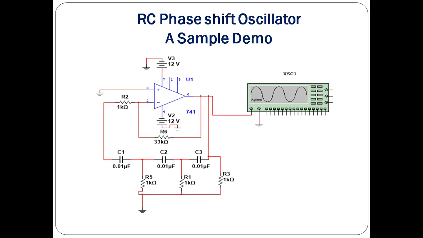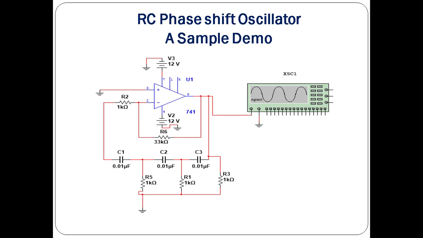So what is the formula for getting such a frequency of oscillations? For the RC phase shift oscillator, the frequency equation is given by 1 by 2 pi root 6 into RC. We have used a 3-stage network. Considering the 3-stage network, the equation for F is equal to 1 by 2 pi root 6 into RC. F is fixed here.